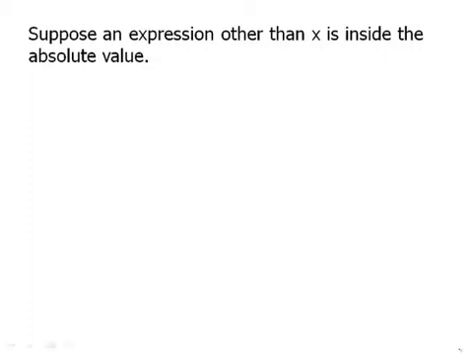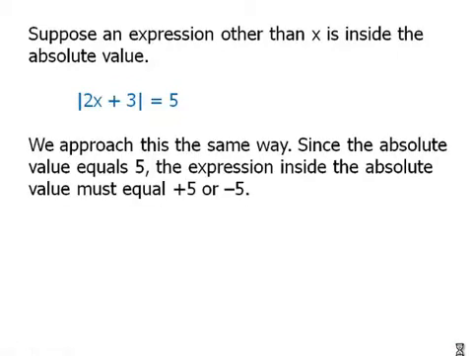Suppose an expression other than x is inside the absolute value. So for example, the absolute value of the quantity 2x plus 3, and all that's going to equal 5. Well, of course, if that whole expression has an absolute value of 5, then there's only 2 possibilities for it. Either the expression inside equals 5 or it equals negative 5. So it's very much the same approach. We're going to set that expression equal to 5 and set it equal to negative 5. And of course, this is connected by the word or.